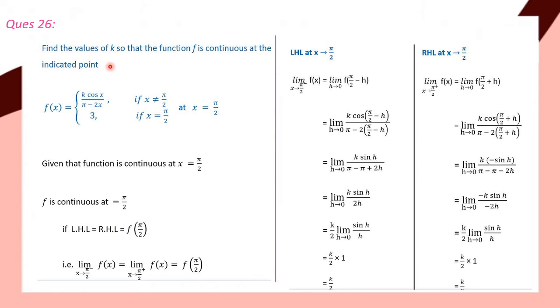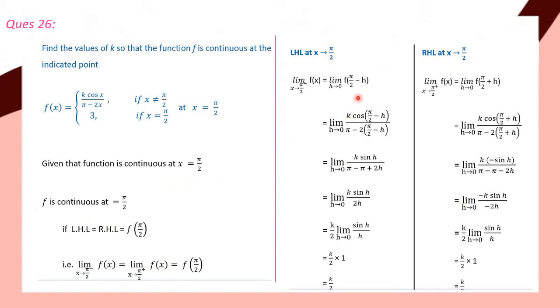Question number 26, same way. Find the value of k so that the function f is continuous at the indicated point. What is the indicated point? x equal to pi by 2. So we have to check the left hand limit, right hand limit and the value of the function at pi by 2.